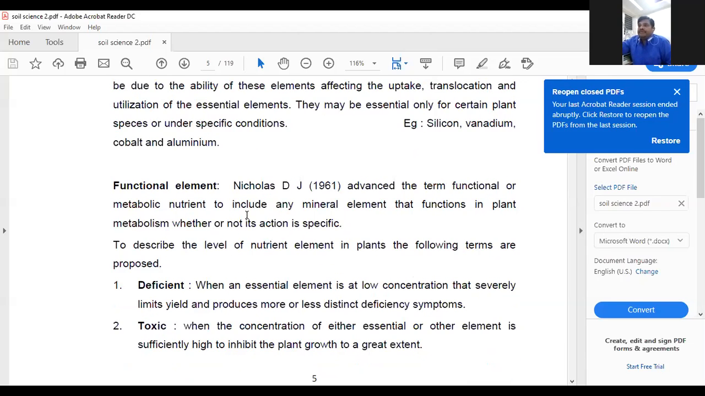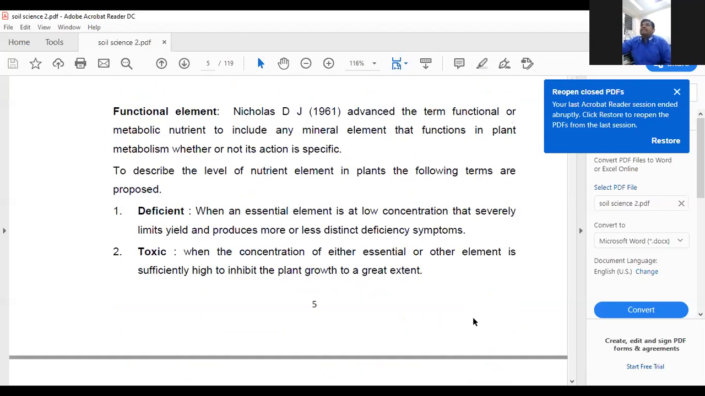Functional elements. Nicholas has laid down a criteria for deficiency and toxicity, deficiency and sufficiency of elements. The element must be provided in available and balanced form. What do we mean by balanced form?